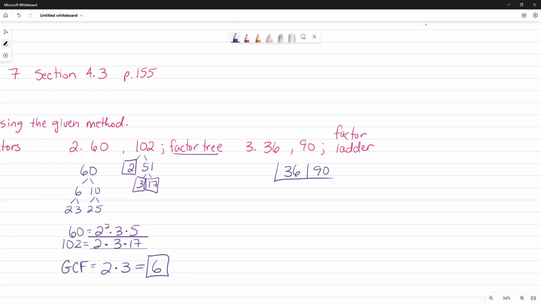And again, when we do the factor ladder, what do we start with? The smallest prime number, which in this case is 2. 2 goes into 36. I think it's 18. 2 goes into 3 one time with 1 left over, and 16, so 18. And 2 goes into 90, 45.